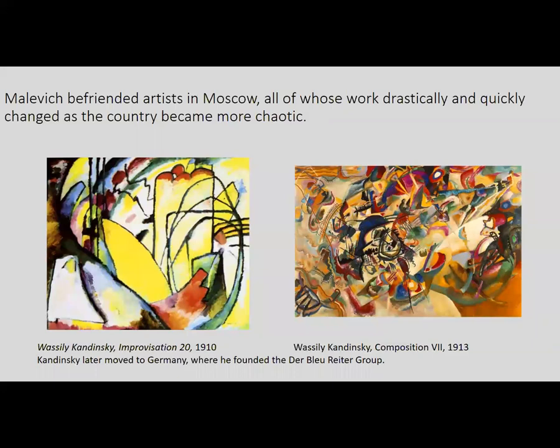fast. One of the artists he becomes friends with is somebody known as Vasily Kandinsky, who had been a lawyer and then had seen work by, I want to say, Monet, and it changed the way he started looking at things. So his work starts to become, this is a piece Kandinsky did in 1910. This is called abstract art, because we still recognize things like buildings and trees, even though they're really abstracted.